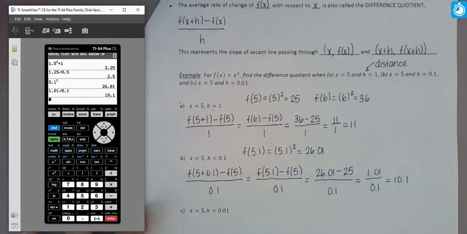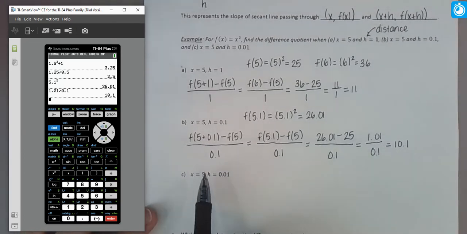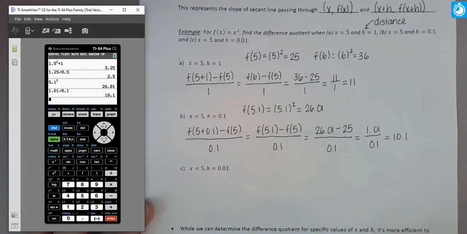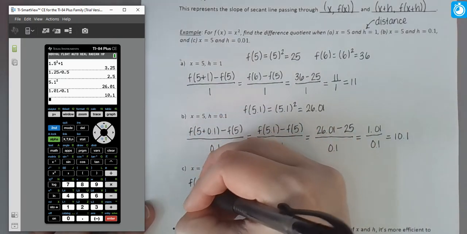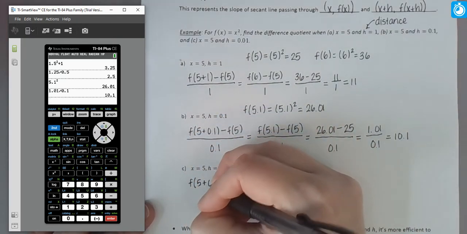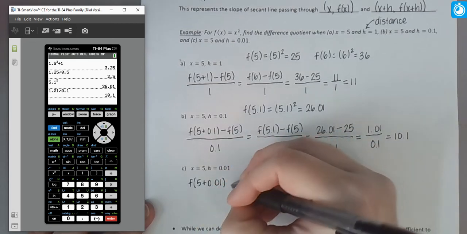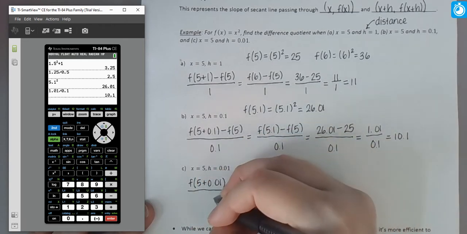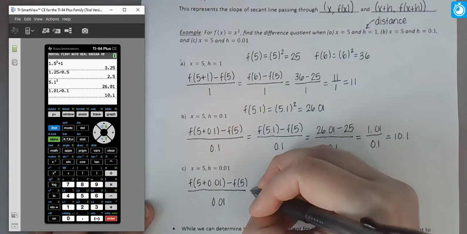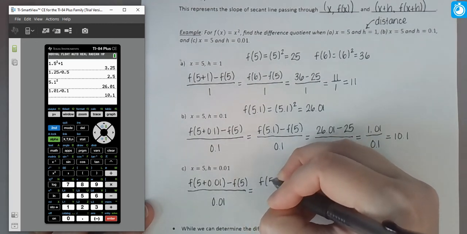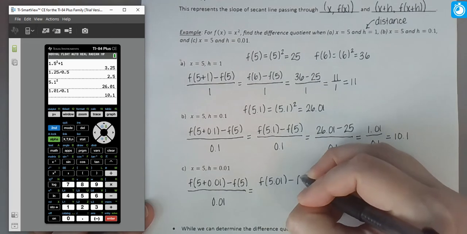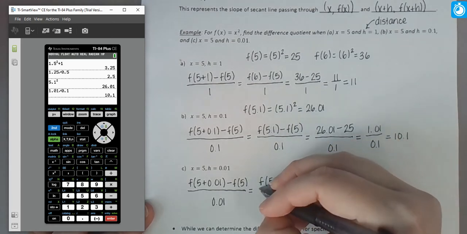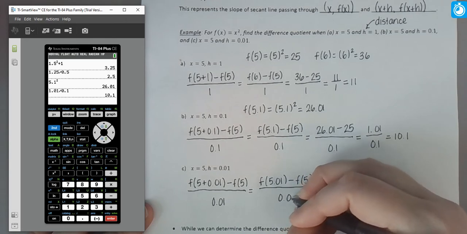And then let's go one step further. So again, starting at an x value of 5, but now traveling an even shorter distance, just 100th of a unit away, and then drawing a secant line, taking the slope of that secant line using this difference quotient. So that's going to be f of x plus h minus f of x, which is f of 5, divided by h, which is 0.01. Okay, so f of 5.01 minus f of 5 divided by 0.01.